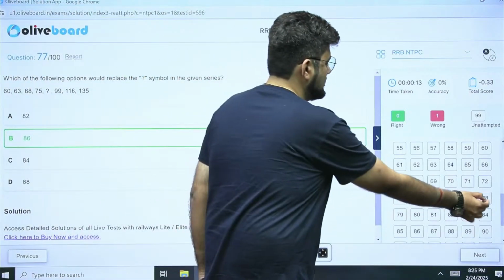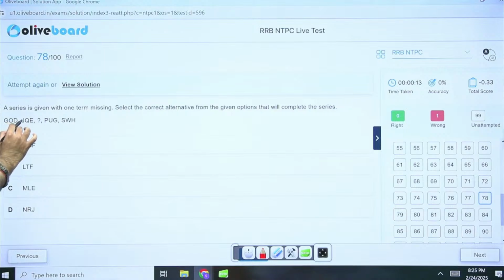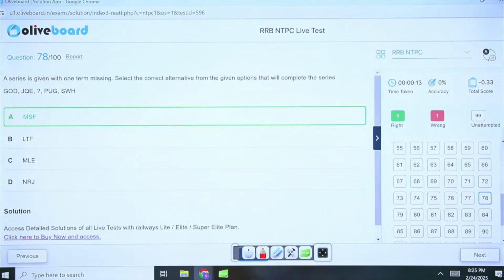Right? Next, 78. Oh, very easy again. So 7, 10 plus 3, 16, 19 plus 3. So 10 plus 3, M. We have two options, M and M. Check the second one, O, 15 and 17, plus 2. 17 plus 2 should be 19. MSF should be the correct answer. As simple as that.